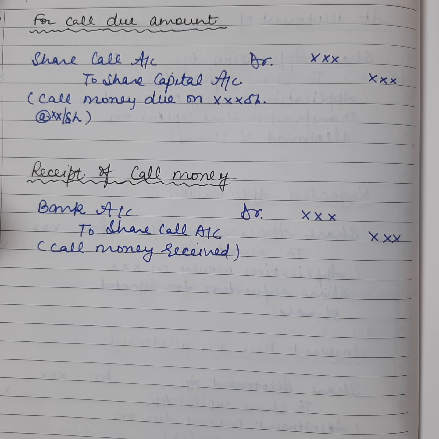Sometimes we also receive excess money at the time of application, and we can adjust that money for allotment. So at that time we can pass the following journal entry: the share application account debited to share allotment account. So those shareholders will not have to pay money at the time of the allotment.